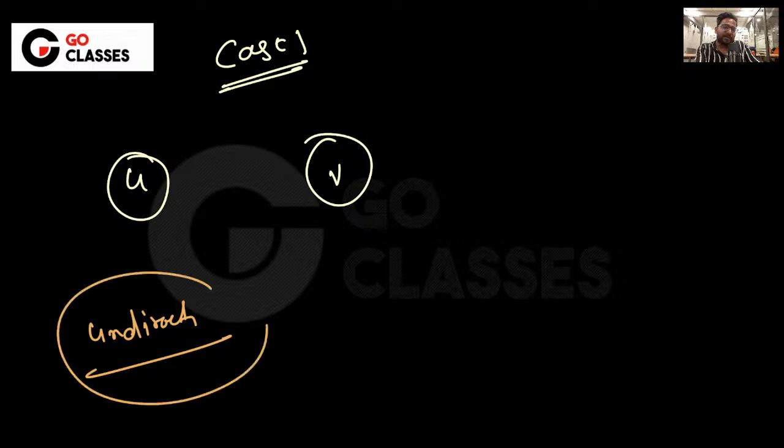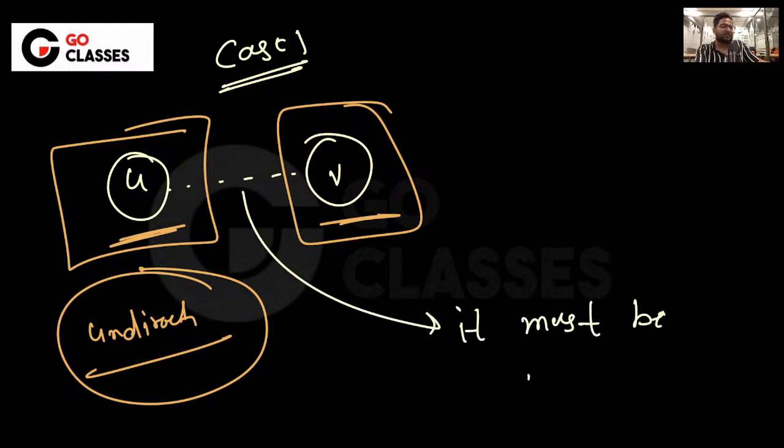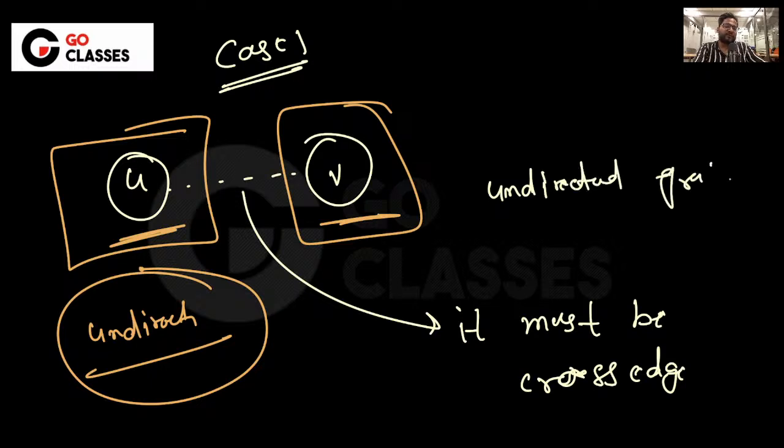See, if this is an undirected graph, then what do I mean to say that if two nodes which are not having an ancestor-descendant relationship have an edge? It must be a cross edge, right? By the way, it must be a cross edge, because there is no ancestor-descendant relationship. Do you agree with me? Now, can an undirected graph in DFS have a cross edge? It cannot have a cross edge, right?